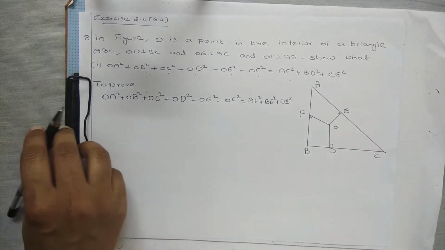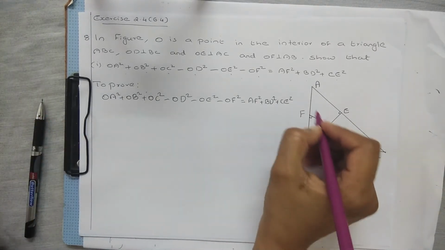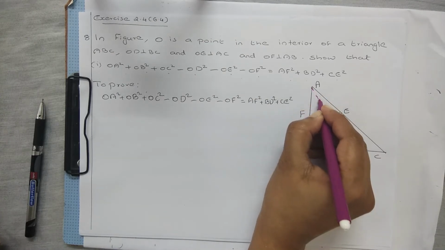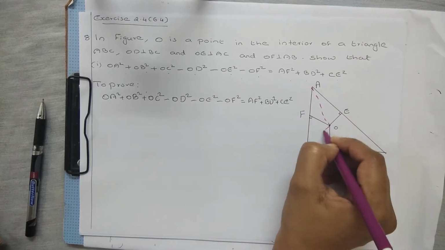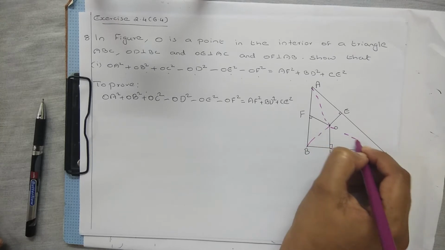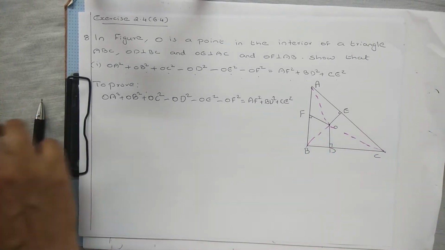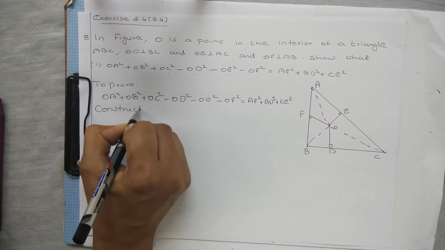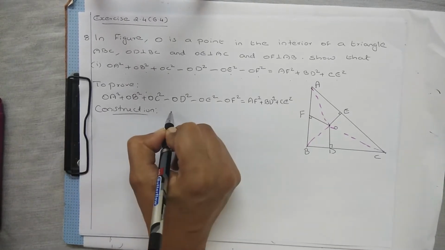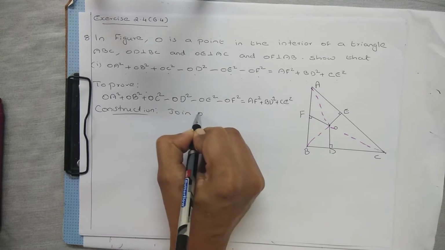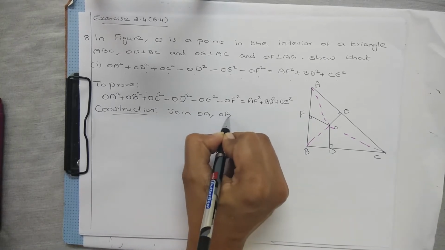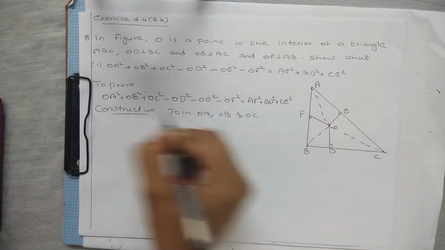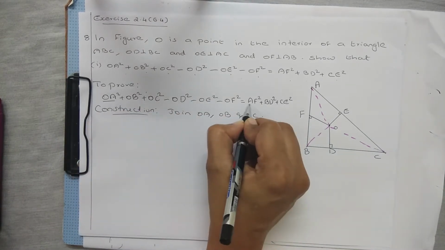So here I am doing the construction. Just join AO and BO, CO. What is the construction here? Construction: I just join OA, OB and OC. Now we have to get OA square and AF square.